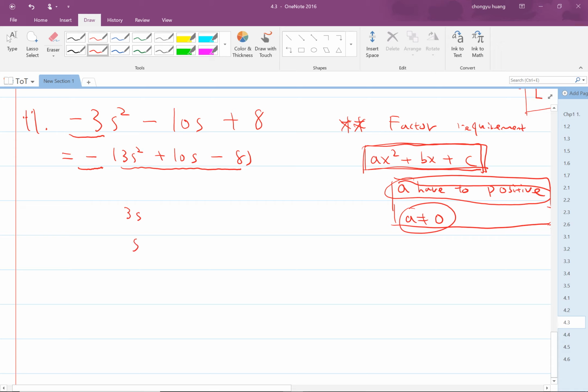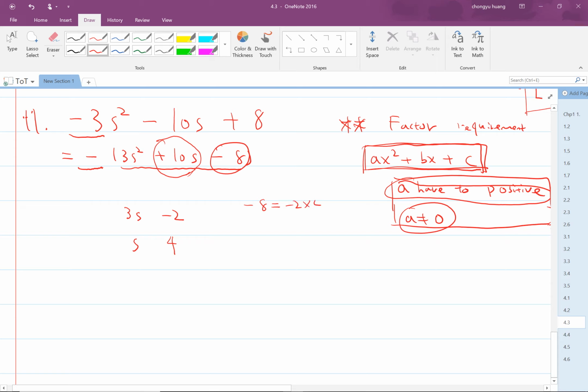And then you can see over here we have a -8, and we actually want to get a middle number of 10s, right? So we have to do some tries to make it work. After a while, you should be able to see we put 4 at the bottom and -2 at the top.